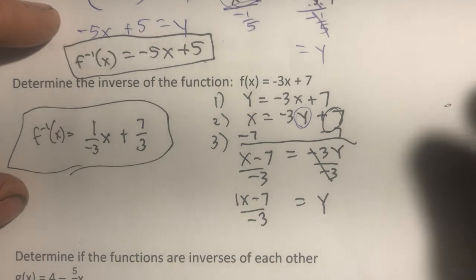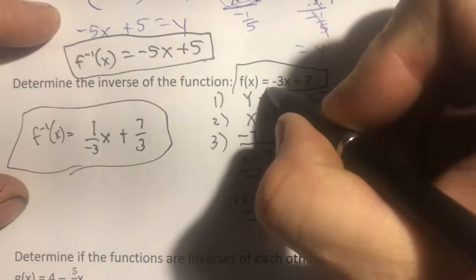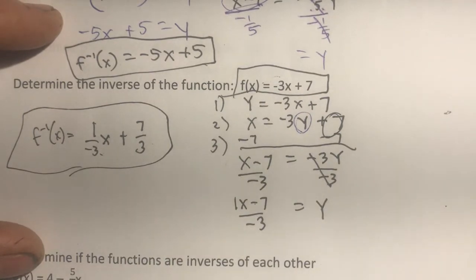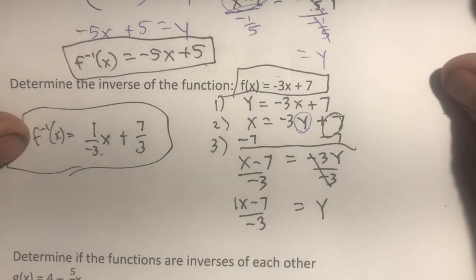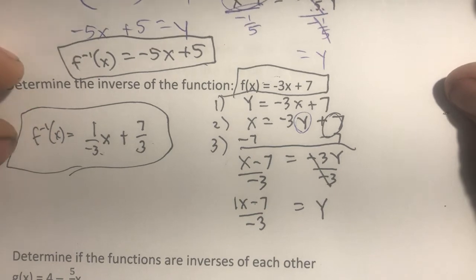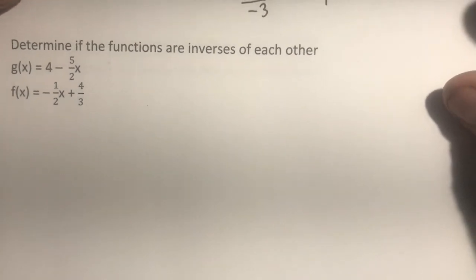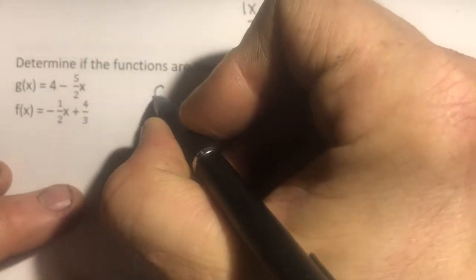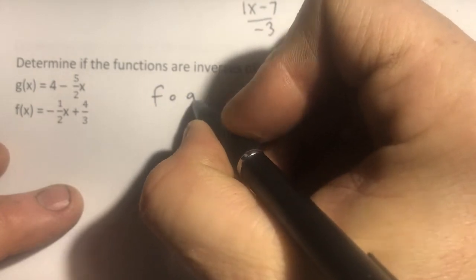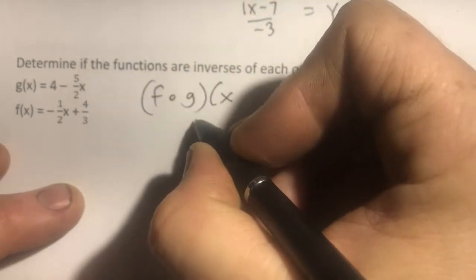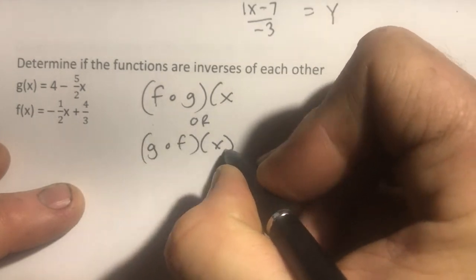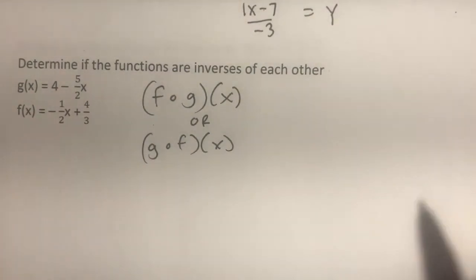Okay, so these two right here are inverses of each other. It's kind of a big deal. We're just learning how to do it, and we may talk more about that later as we get into some harder stuff. Now here you go. Determine if these are inverses of each other. To do that, we got to do f of g of x, or we can do g of f of x. Either way, whichever one you think is easiest.